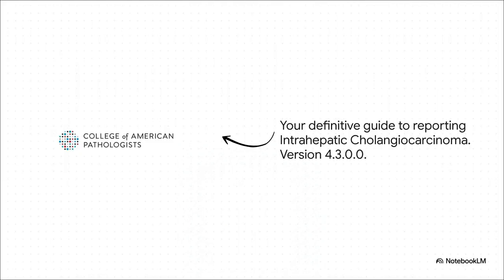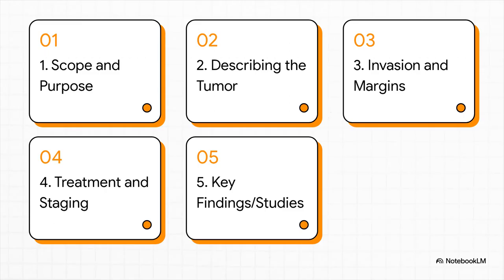We'll be working with the official CAP protocol, version 4.3.0.0. Sticking to this, make sure your reporting is accurate, standardized, and maybe most importantly, ready for any lab accreditation that comes your way. So, we're going to walk through this protocol pretty much just like you would a real case. We'll start with the basics, the scope, then move step by step through describing the tumor itself, assessing how far it's spread, and finally, getting to the staging and all those ancillary tests that really guide patient care.